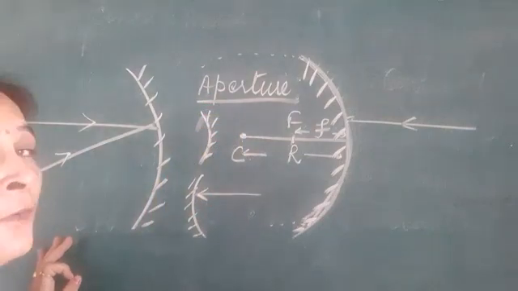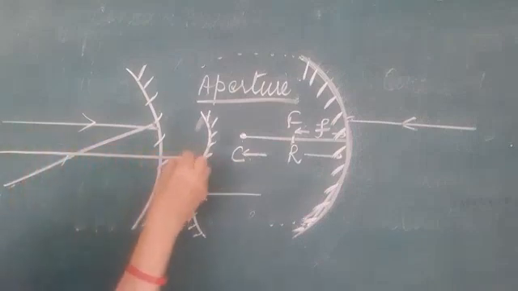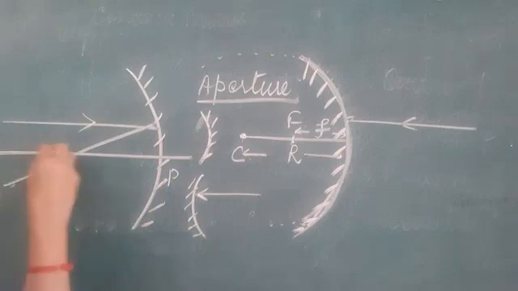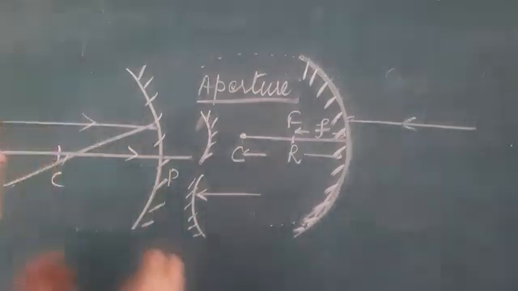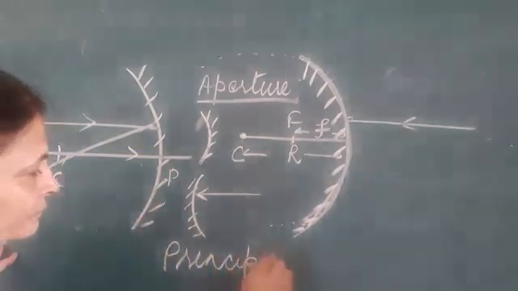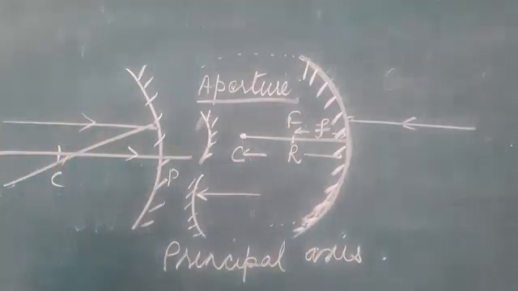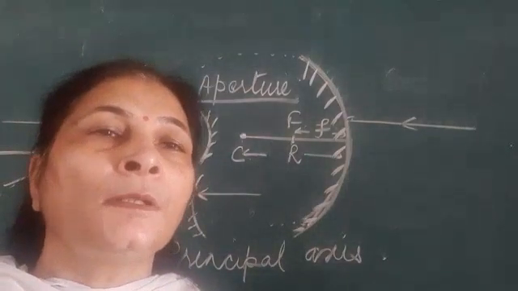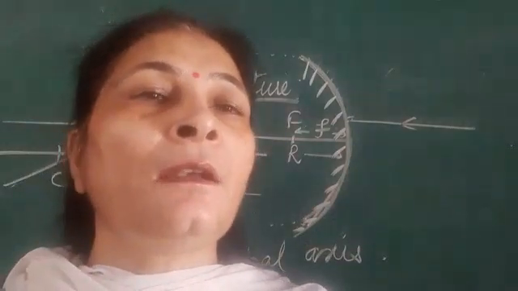A ray of light which passes through the center of curvature and the pole, say this is the center of curvature and this is the pole. A light ray passing through both the center of curvature and pole is known as the principal axis. So these are the few definitions which you must know to form the image and to draw the ray diagrams for convex mirror and concave mirror.